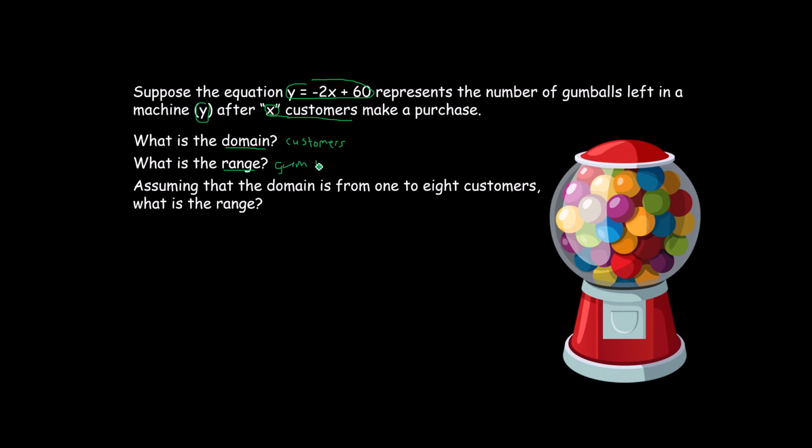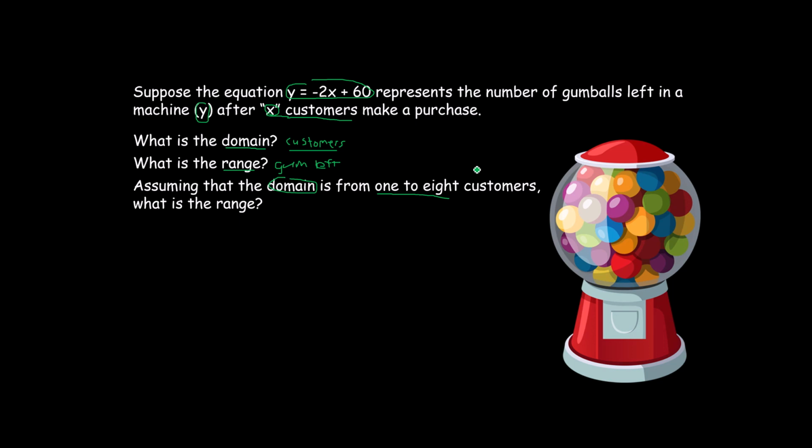I would not do that in class, but there again, using the mouse here is kind of difficult. I would assume you're going to write that out all the way. It's the amount of gum that is left. If we assume the domain is from 1 to 8 customers, what is the range? Notice the domain is once again given to us. The number of customers is given to us. 1, 2, 3, 4, 5, 6, 7, 8.